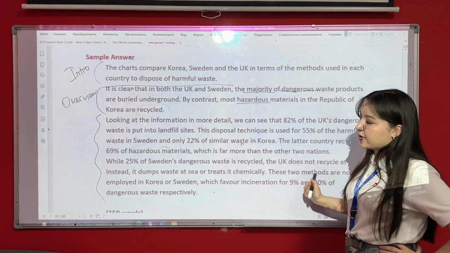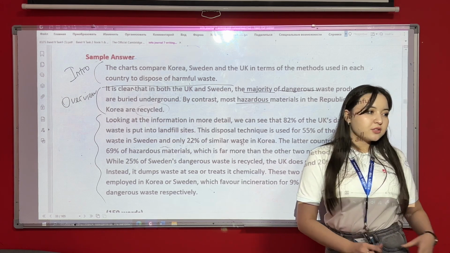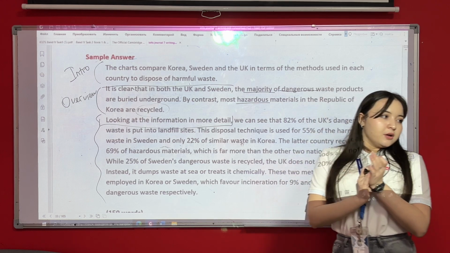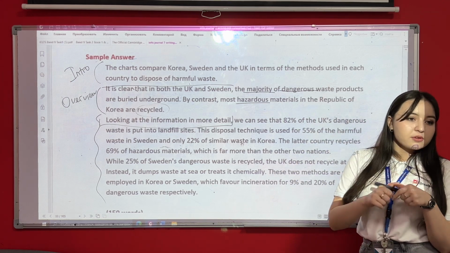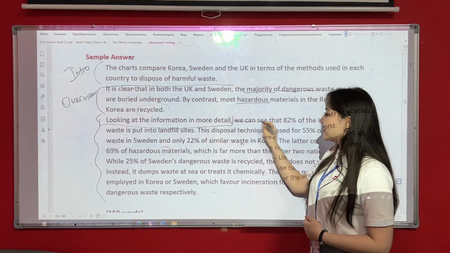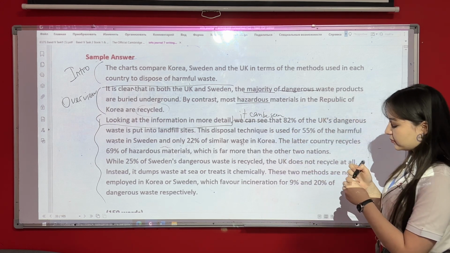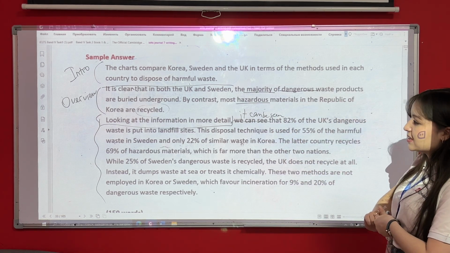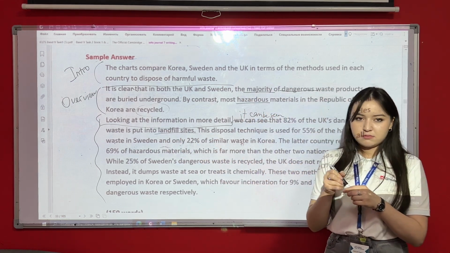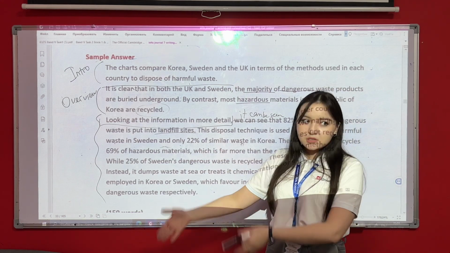Okay, and then we are here in body. Looking at the information in more detail. So this is what? This is linking word. It helps to make your report coherent and cohesive, right? Yes. It can be seen that 82% of UK's dangerous waste is put into landfill sites. What does it mean, landfill sites? Островная часть. Земная часть, правильно? Да, да. То есть they are buried underground, right?